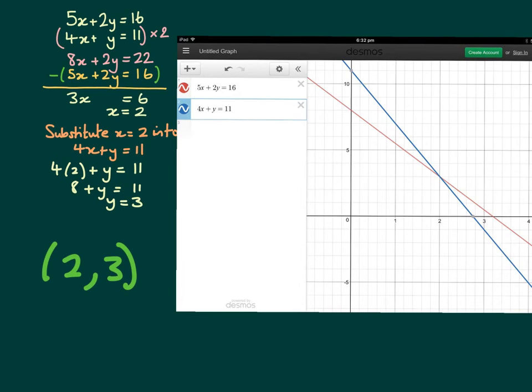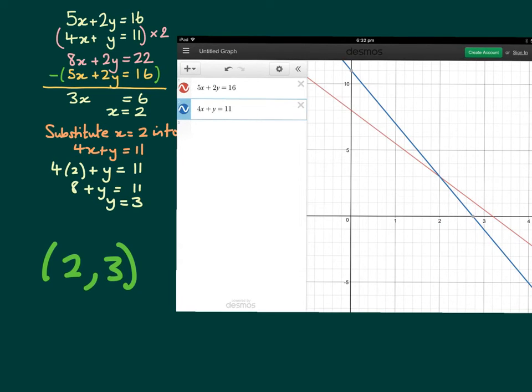So if I just bring up my graph that I've just made on Desmos, my top graph is 5x plus 2y, which is going to be the red line, and my other equation, 4x plus y equals 11, is the blue line. So if we check, look, our answer was 2, 3 with algebra. If we go read off 2, 3 on our graph, that's where the coordinates are crossing each other. Okay, so whenever you work out these answers for x and y, you're working out what the coordinate is where the two graphs cross each other.